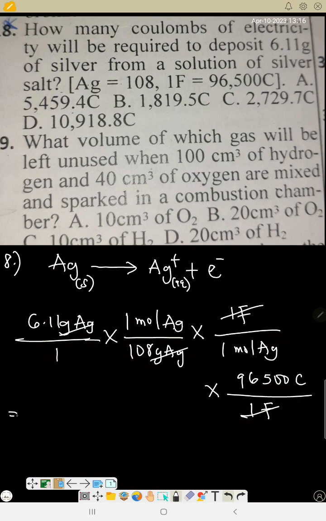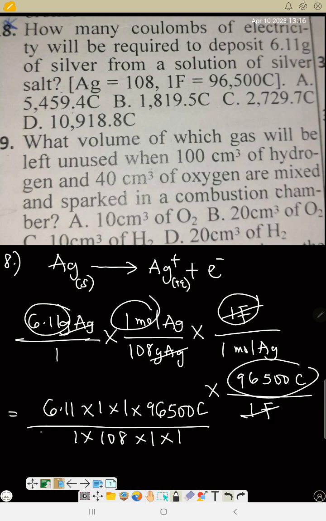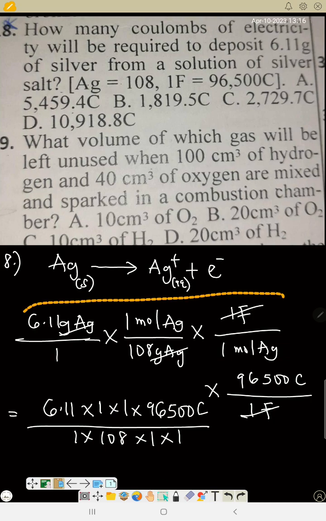So in this case, we can write what we have left: 6.11 times 1 times 1 times 96500 coulomb divided by 1 times 108 times 1 times 1. You multiply all the numerators together, divided by all the denominators multiplied after you cancel. So press your calculator.